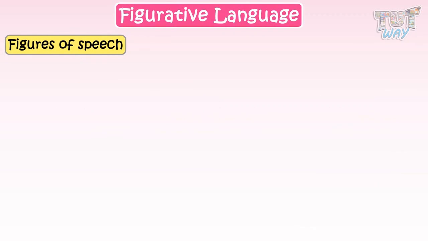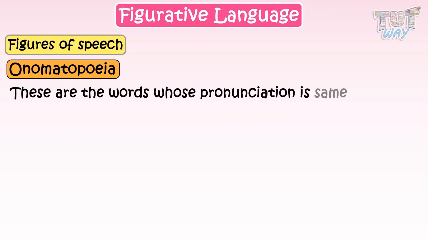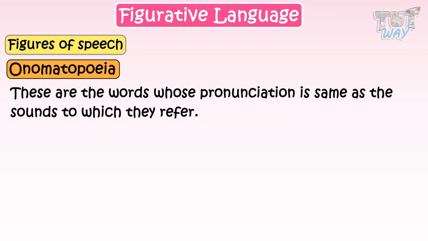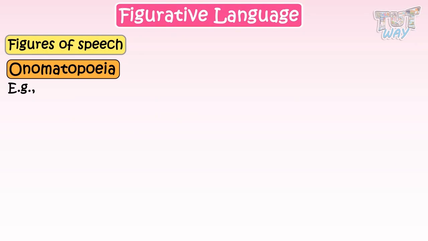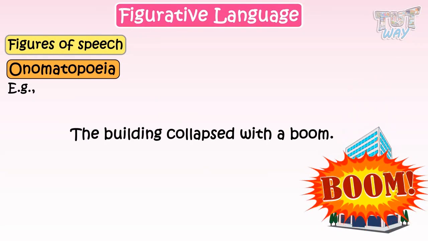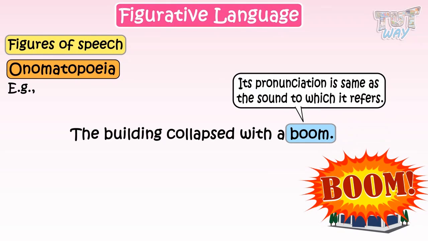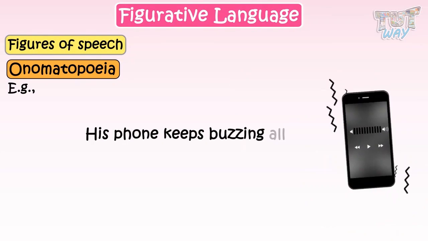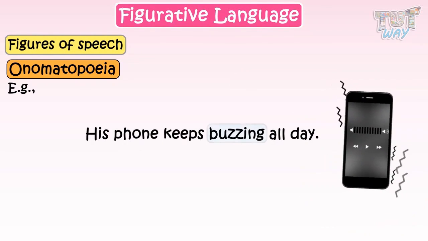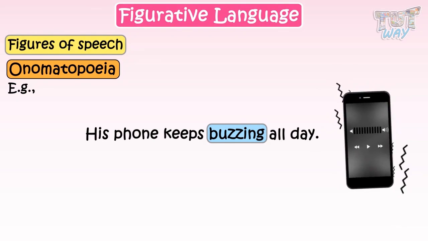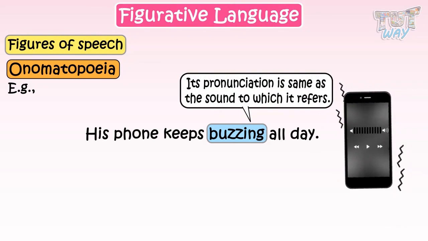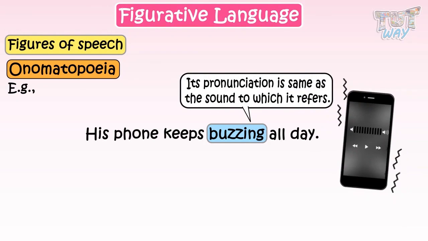Now let's learn another figure of speech, and it is onomatopoeia. These are the words whose pronunciation is same as the sounds to which they refer. For example, "The building collapsed with a boom." Here, the word boom is an onomatopoeia, as its pronunciation is same as the sound to which it refers. "His phone keeps buzzing all day." Here, the word buzzing is an onomatopoeia, as its pronunciation is same as the sound to which it refers.